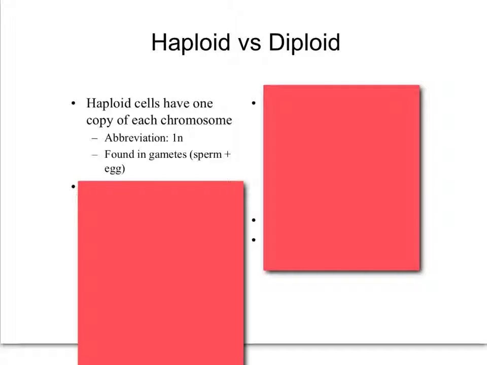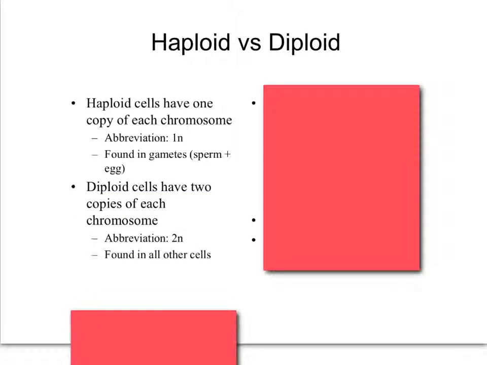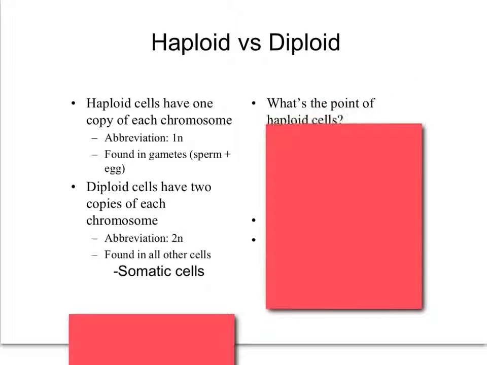So then your diploid, as you can probably guess with the term di in them, these guys have 2 copies of each chromosome. And we abbreviate them as 2N, and these are found in all other cells. And all these other cells are called somatic cells. So why do you even need haploid cells? What's the point of haploid cells?